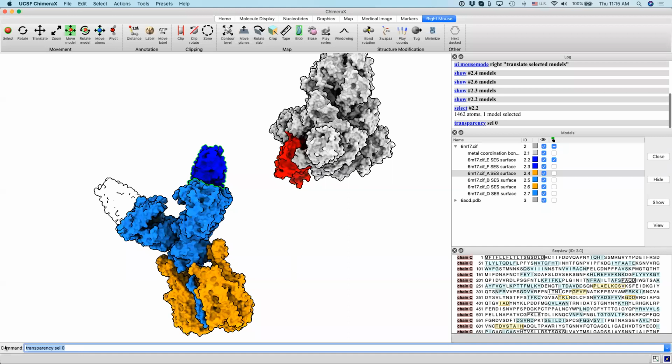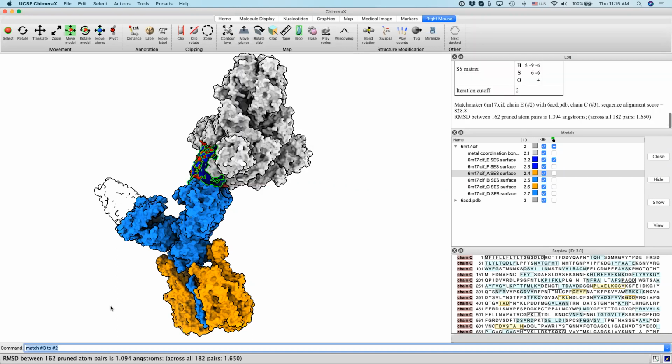So again, what we do, we have here our model 3 and model 2. So what do we want to match? We want to match number 3, which is this, to number 2. Press enter. It's going to take a little bit of time. Okay, and there we go.